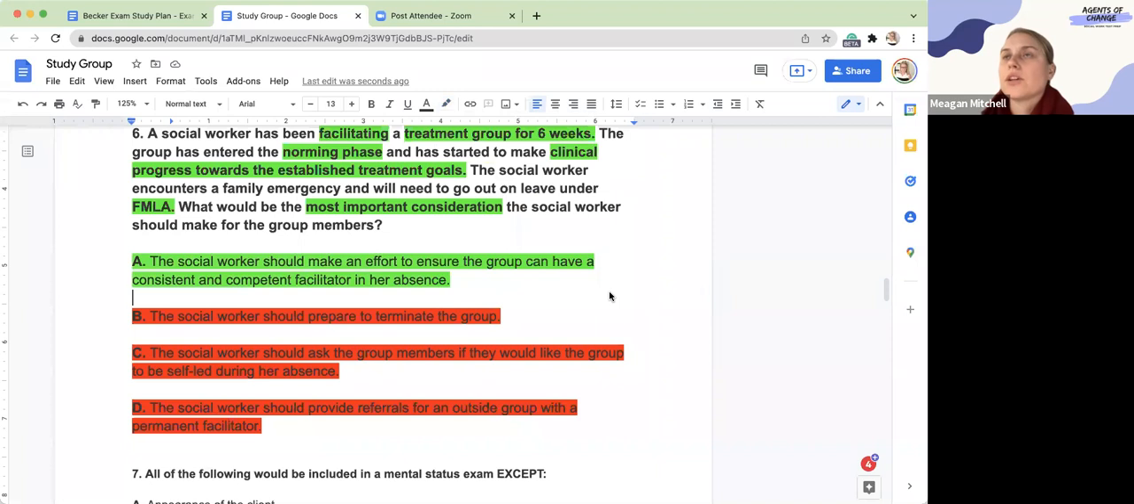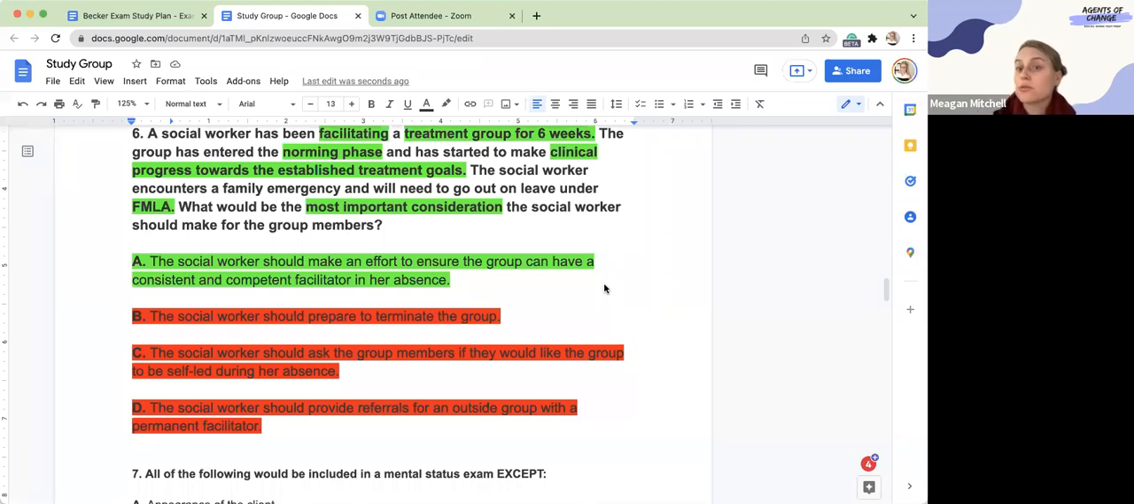We need to make every effort to provide continuity of services. We need to do our best, knowing that this is life and some things we can't control, but we need to make every effort to do so. A lot of agencies might temporarily staff it or have someone else fill in or find some way. You have to protect the clients. And life happens, right? There are emergencies that come up. People need to go out on leave. It is part of life. So A is the most appropriate consideration. Any questions on number 6?